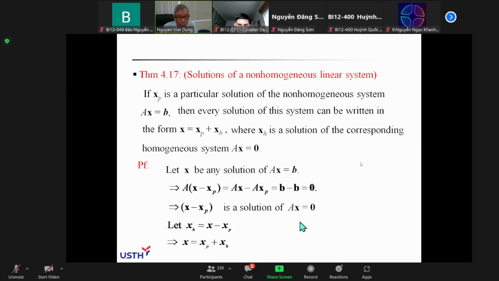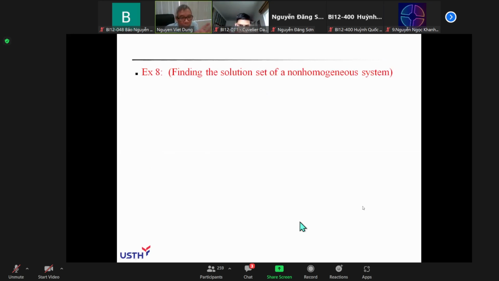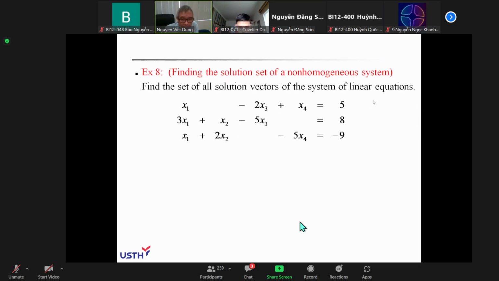And it is explained here, so you can read it by yourself. And here is some example. Suppose that you are given a system of linear equations like that, and because the right-hand side is not 0, that one is a non-homogeneous system. Now, how can you solve it?